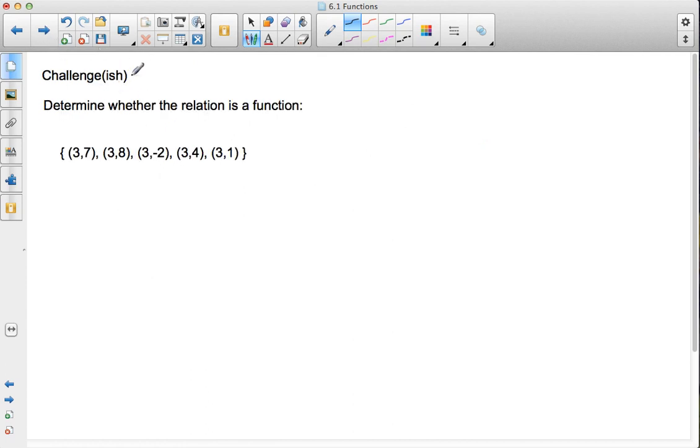And here's a challenge, kind of. What I want you to do is determine whether the relation is a function. So here's a list of ordered pairs. You can rewrite it as a table if you like. You can set it up as a graph if you like, but you have to tell me whether it is a function, yes or no. You can use the vertical line test if you like.